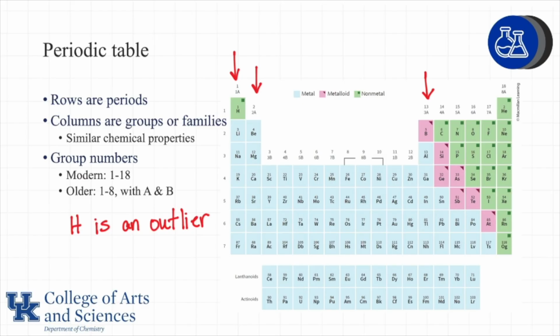You'll notice there's 2 sets of numbers on the periodic table as well, which are the group numbers. The modern system uses the nomenclature or the labeling of 1 through 18 from left to right. The older system uses 1 to 8 with A and B included in that.